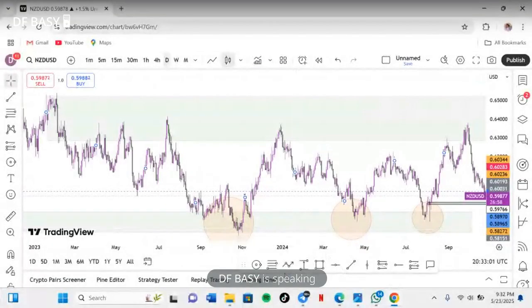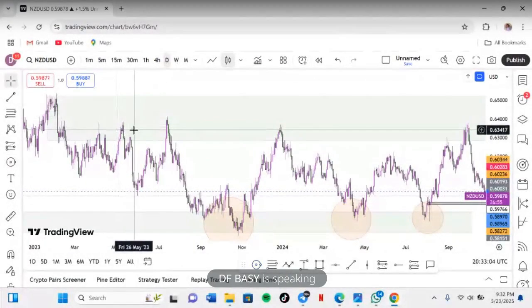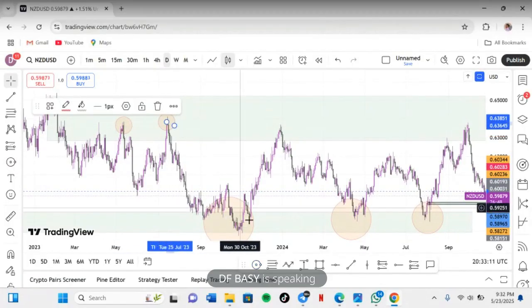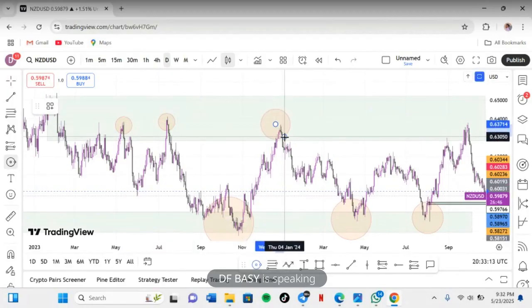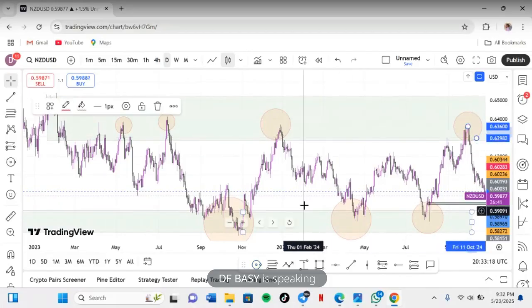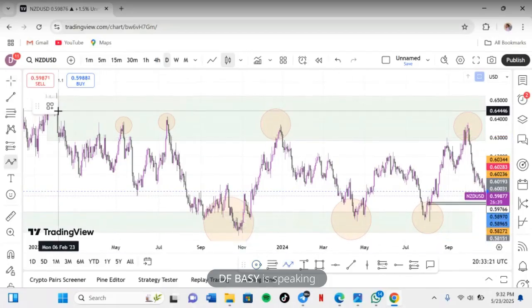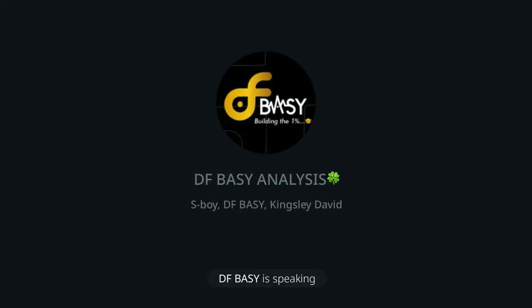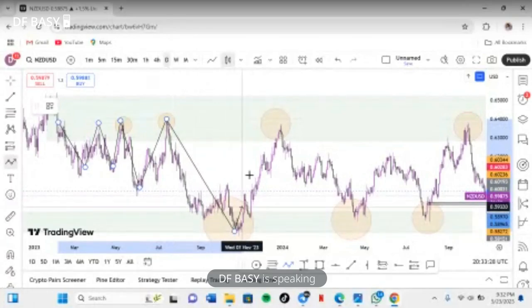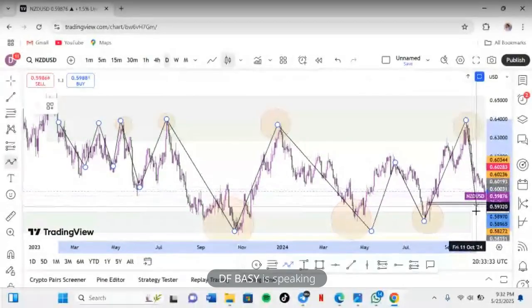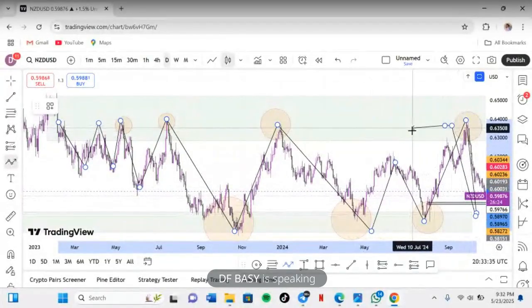Then over here as your resistance or supply zone, you can see the market coming to that range and respecting it severally, with several touches before selling down. You can see what price did. Price came, tapped, respected it, came down, tapped again, respected it, came down, tapped, respected it, and came back down. All right.